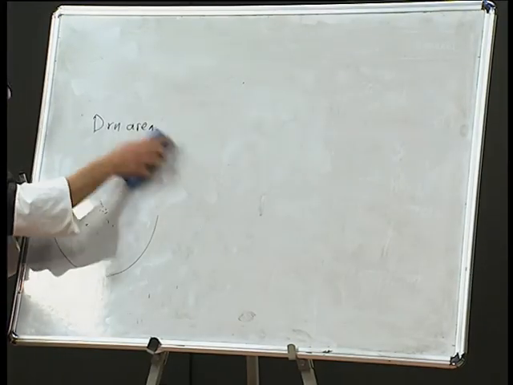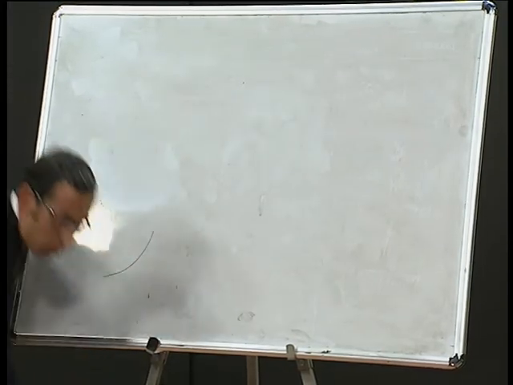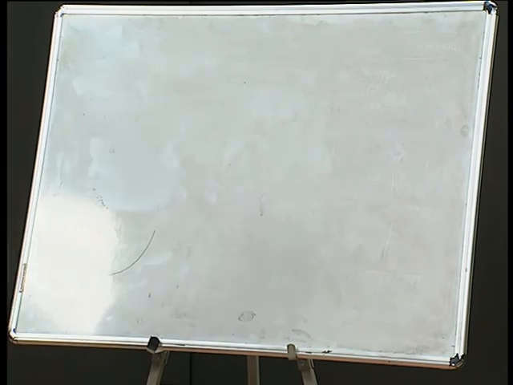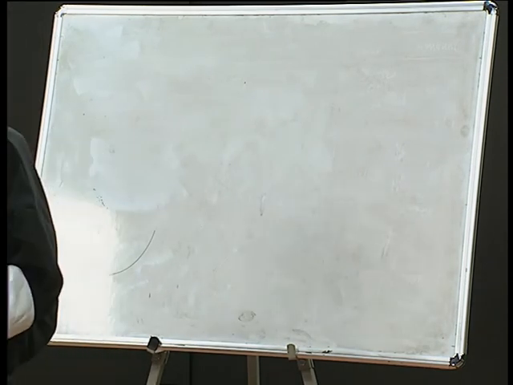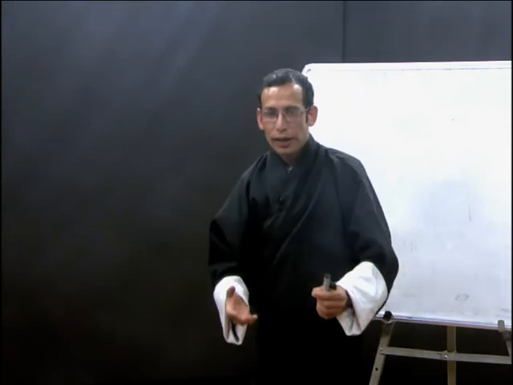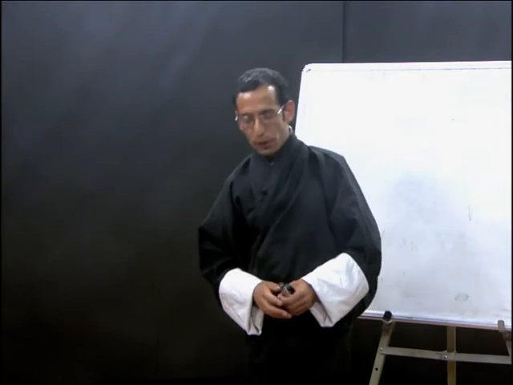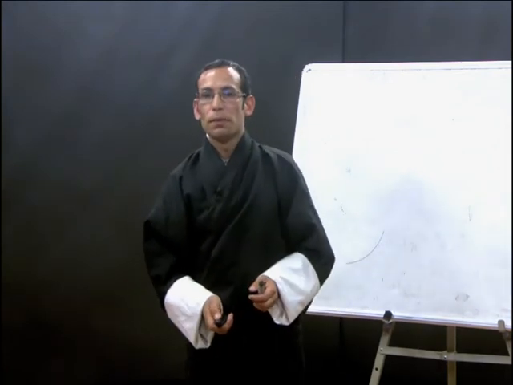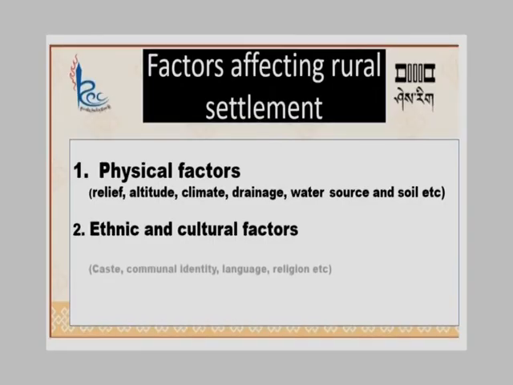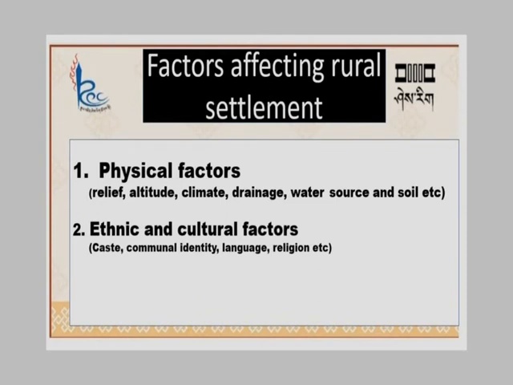And again, wherever there is fertile soil, wherever there is a plain land and moderate climate, we'll have more settlements. Okay? The next is ethnic and cultural factors. Ethnic and cultural factors, we take into account caste, communal identity, language, religion, here.